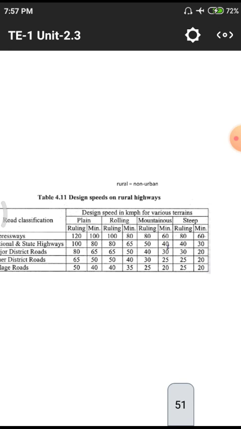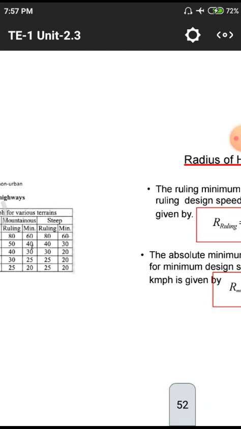In this tabular form itself, we have plain terrain, rolling terrain, mountainous, steep; those are related to terrain conditions. But in the second case, we have ruling and minimum. That means ruling values and minimum values. Ruling values means normal rules applied for those particular designs, and then minimum rules. Ruling is the maximum value. Next, we have the minimum value.